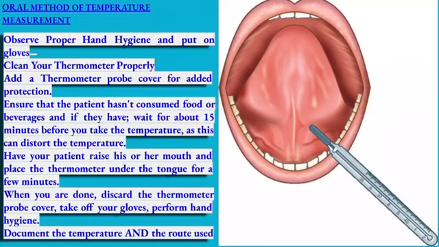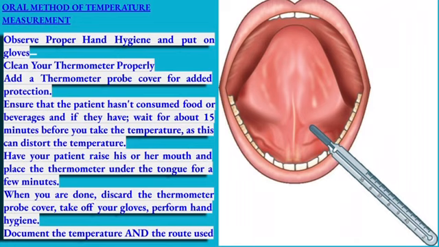In order to measure the temperature of a body orally, you need to follow these steps. The first step is to observe proper hand hygiene and put on your gloves. Clean your thermometer properly. Add a thermometer probe cover for added protection. Ensure that the patient hasn't consumed food or beverages, and if they have, wait for about 15 minutes before you take the temperature, as this can distort the reading.